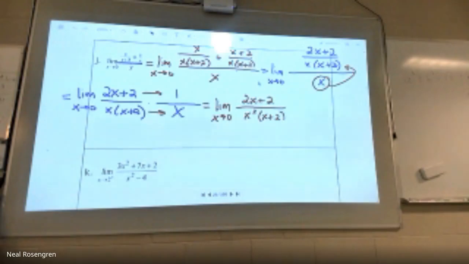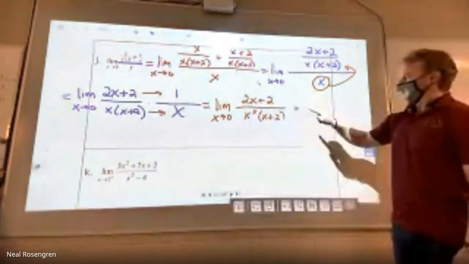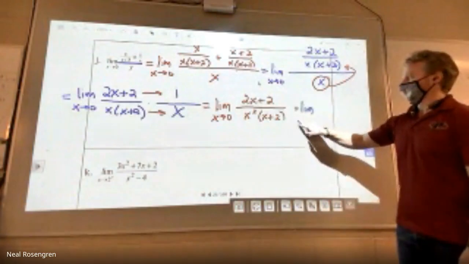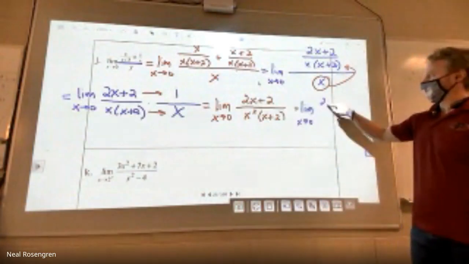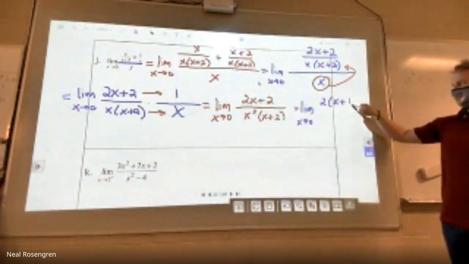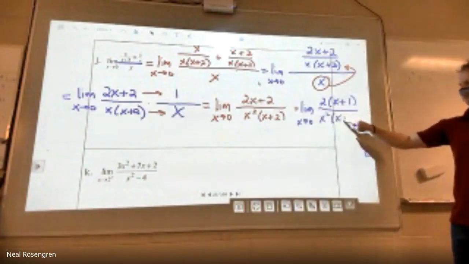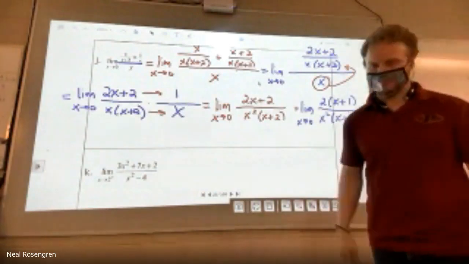Well, now what? Is there anything that we can divide away, make it simpler? Do we have the exact same factor on top that we do on bottom? Ugh, nope. Those are all different.